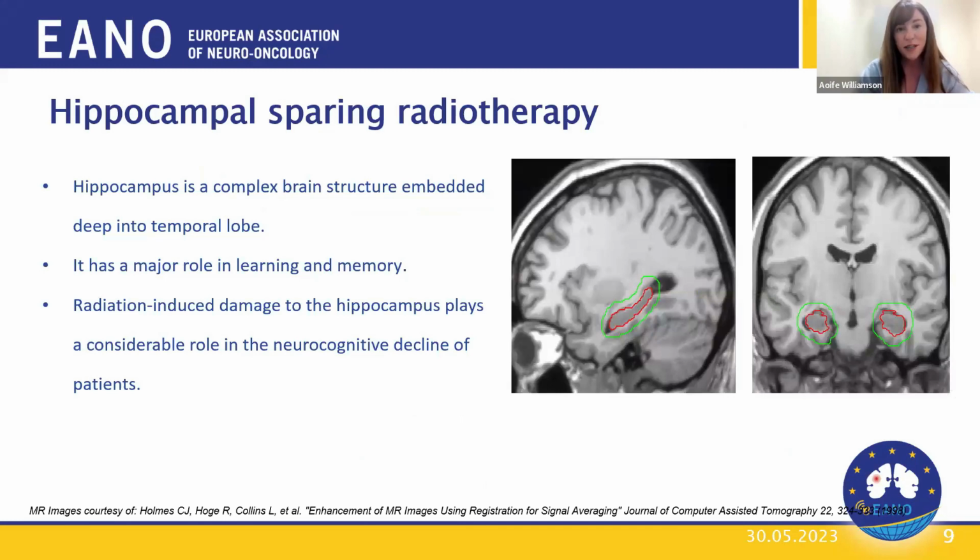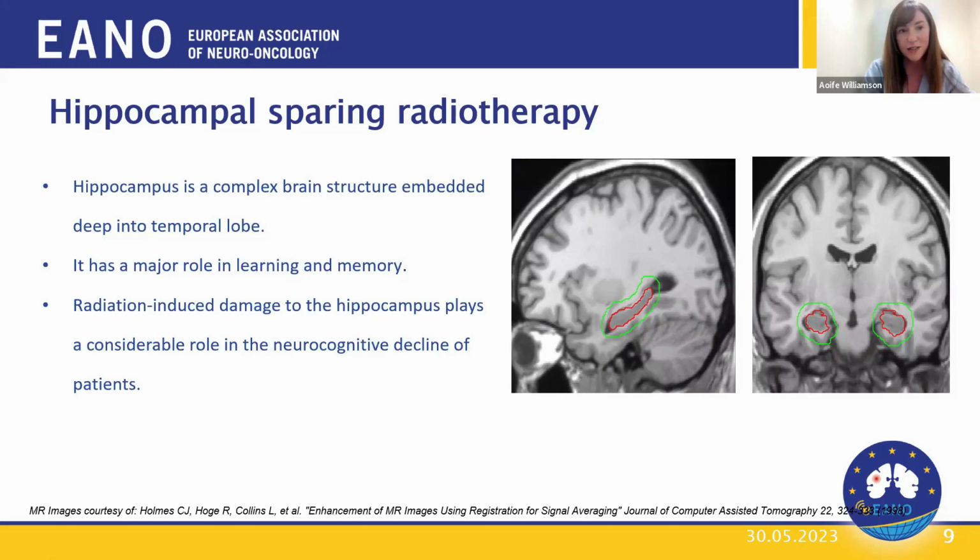Another project that I led on was a hippocampal sparing radiotherapy project. The hippocampus is a complex structure. It's embedded deep in the temporal lobe. The first of these images shows you a coronal view of the hippocampus, outlined in red. We actually have two hippocampi, one on the left and one on the right. The hippocampus is responsible for short-term memory, concentration, and our ability to learn. When patients have temporal lesions, the hippocampus can be included in the target volume. And we know that radiation-induced damage to the hippocampus can play a considerable role in neurocognitive decline of our patients.